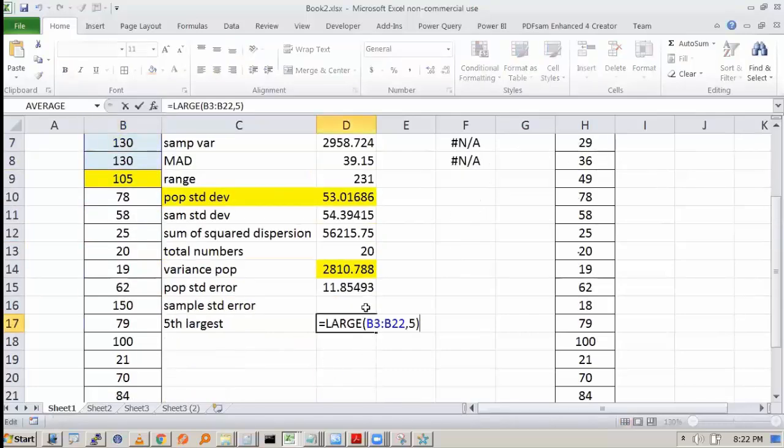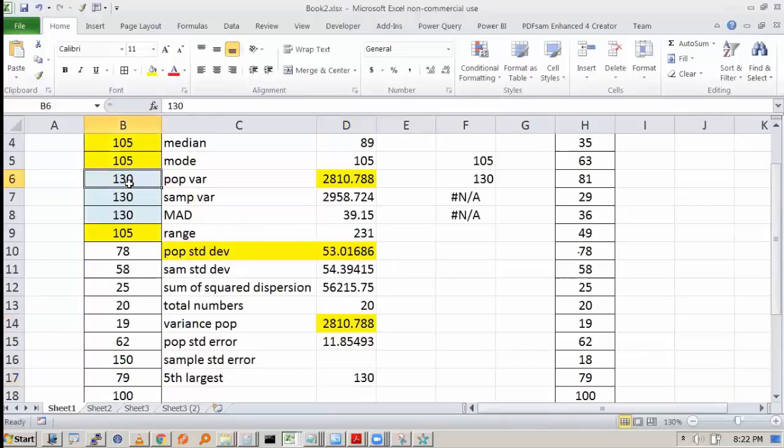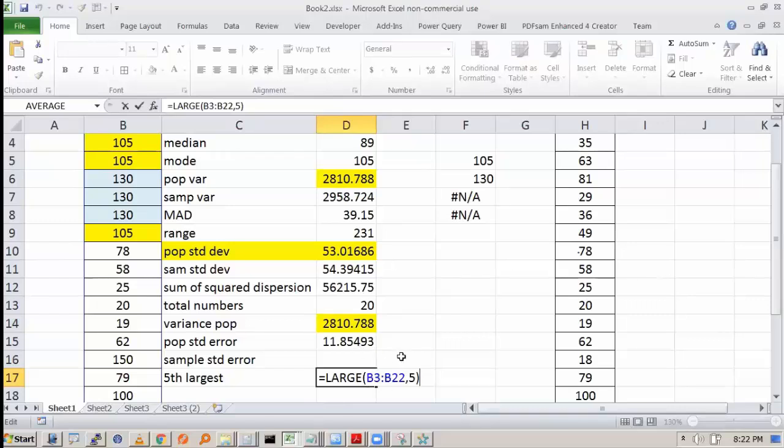What is happening is that it counts the same number coming twice as different numbers. As of now in Excel, there is no way to give it as, say, second largest like that. However, that is handled in the rank function. So as of now, the fifth largest is 130.